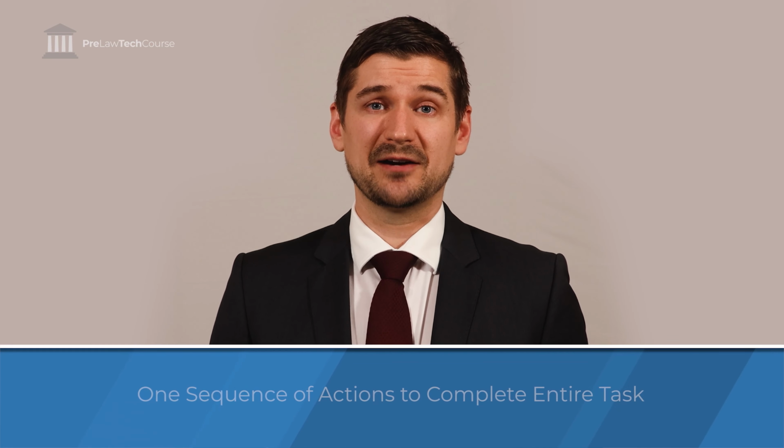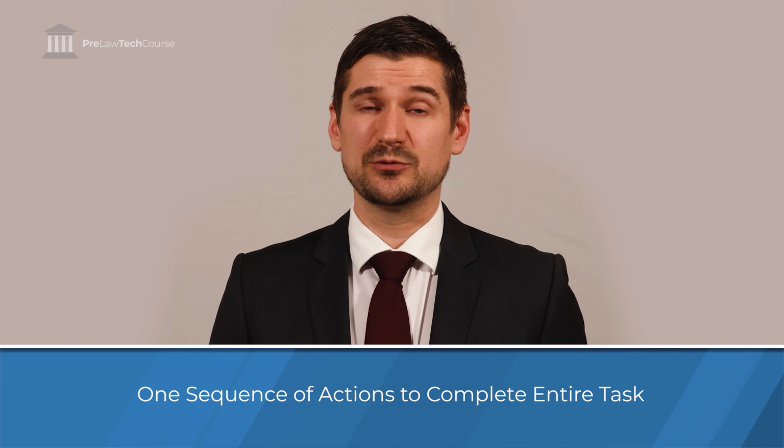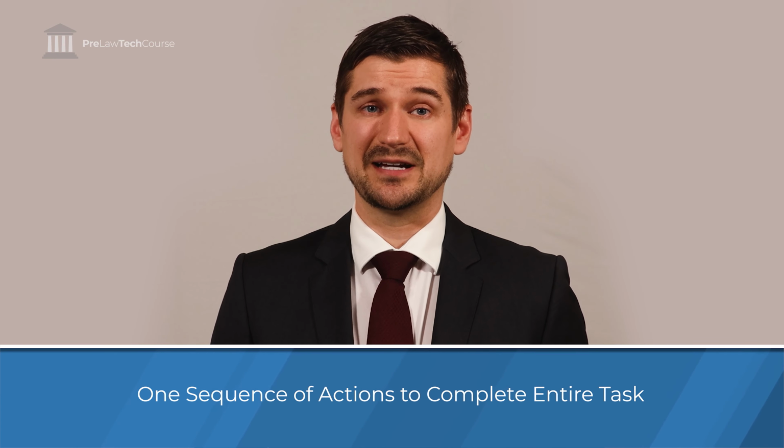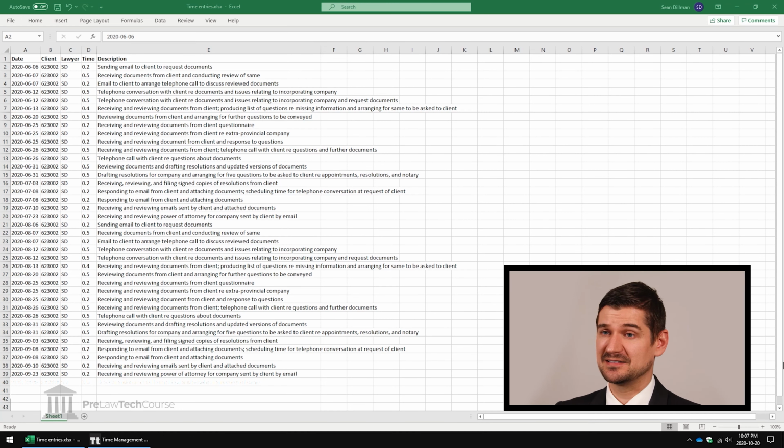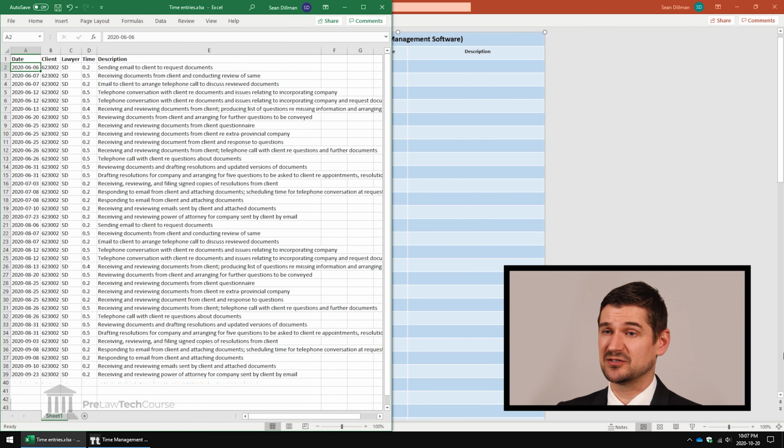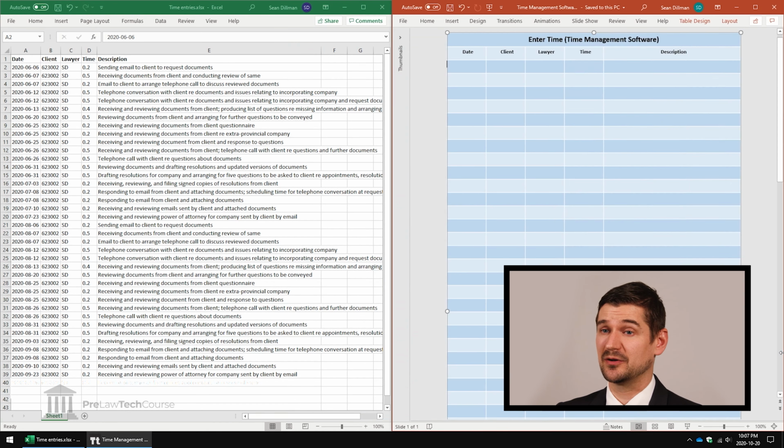The fastest and most efficient way to achieve the task would be to produce a simple macro to enter the data, field by field. By using a macro, you only need to record one sequence of actions, which will complete the entire task when repeated. In this case, I'll use the Windows logo key and arrow keys to place the spreadsheet on the left half of the screen and the time management software on the right half.